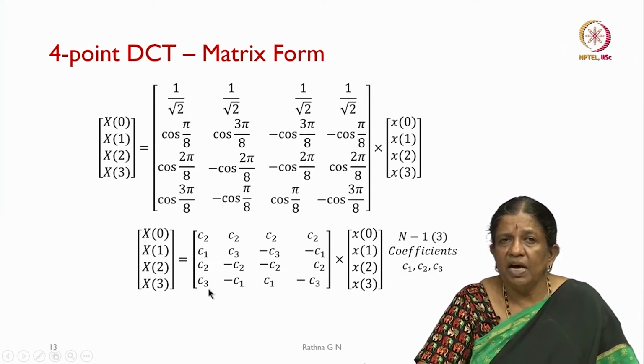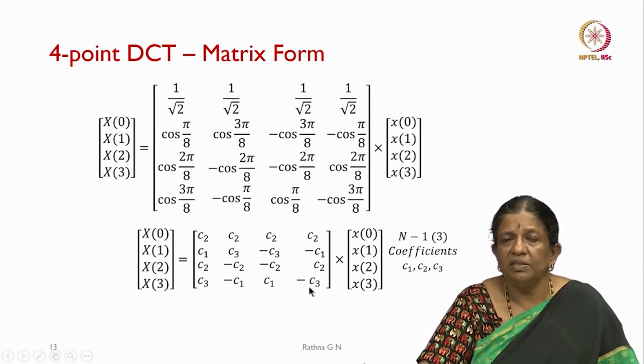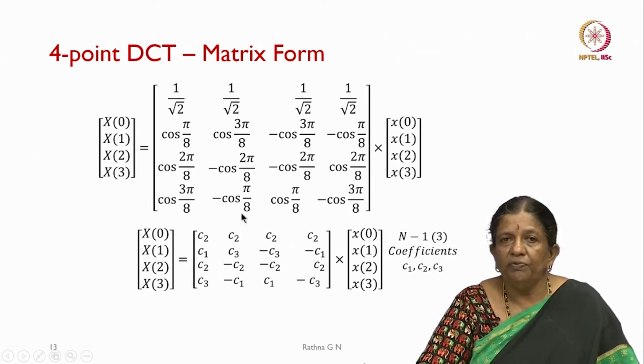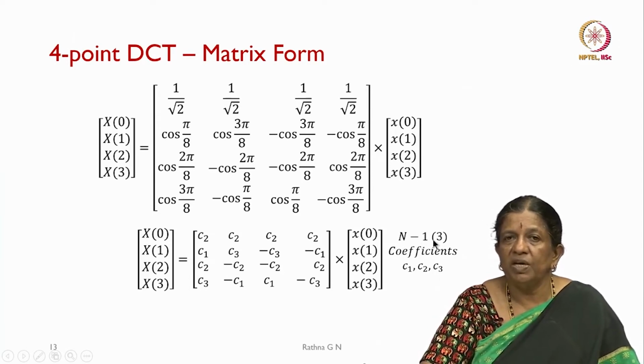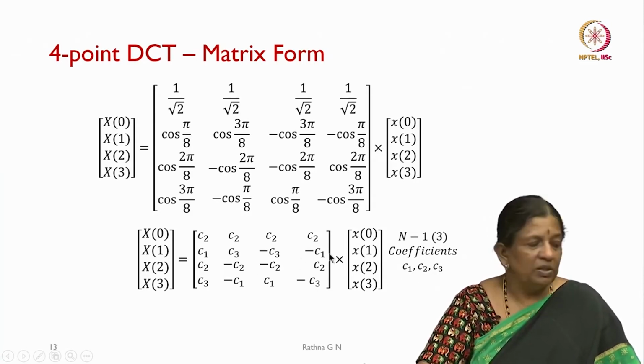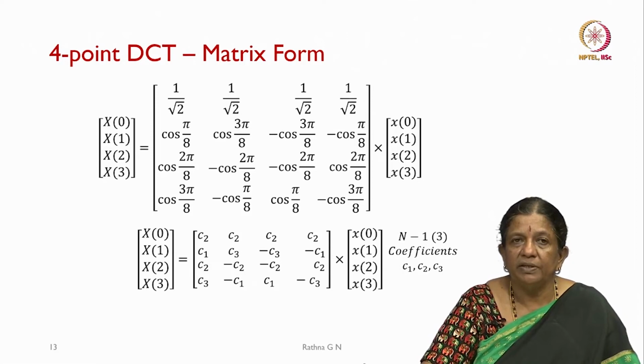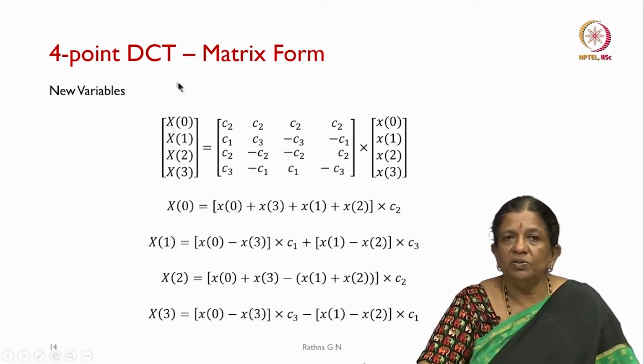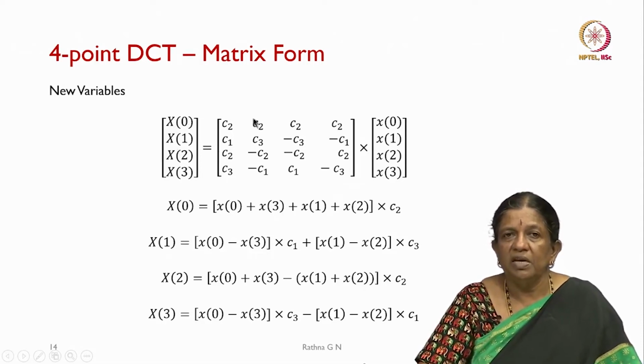So, the same way the last row we can represent as C3, minus C1, C1 and then minus C3. So, we will know that 4-point DCT needs 4 coefficients. That is C1 to C3, n minus 1 coefficients, that is what is going to be used. It is shown here, n minus 1 is 3 coefficients, that is C1, C2, C3 that we need to represent our coefficients here.